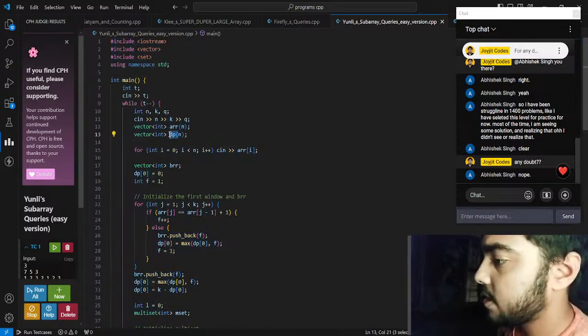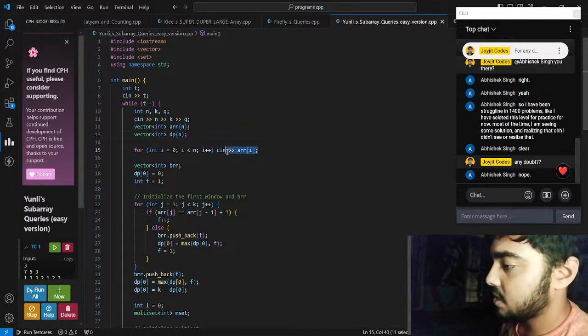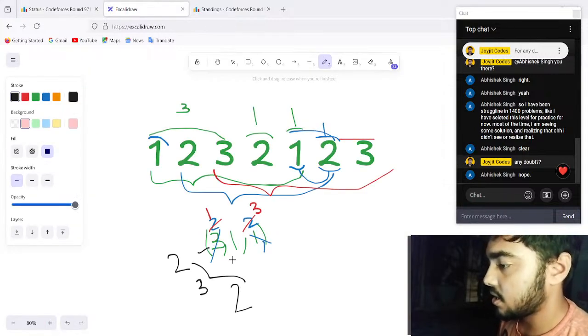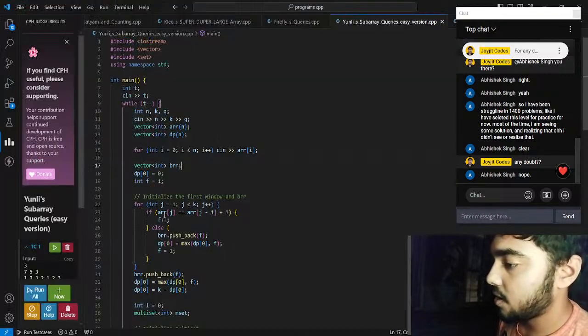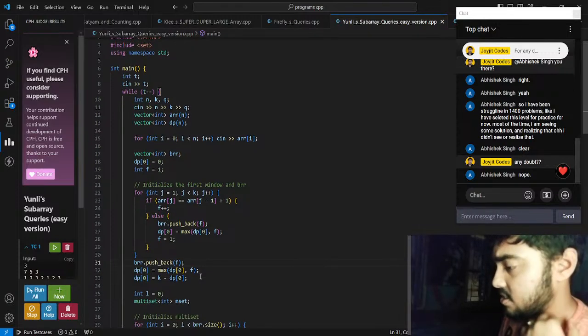So what I did is I made a DP that is going to store the values for every specific place, and I'm taking the input of ARR and a separate vector BRR that is going to store this thing. If it is consecutive, just increase the count f, and if it is not, then push f2 over here, f over here, and make dp of 0 the maximum of that. Then f equals 1, and at the end you also have to push it over here. So this is basically what I was discussing.